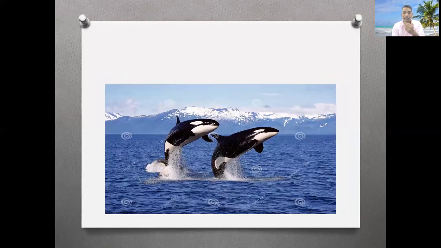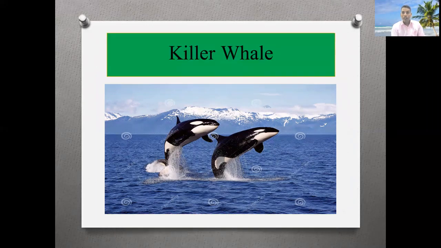Next, do you know what animal is this? It has black and white colors like a fish, but it has another name. Killer whale. This is a dangerous animal also. Killer means it can kill other things, like small animals that live in the water. If the killer whale sees them, it will make them food for itself.